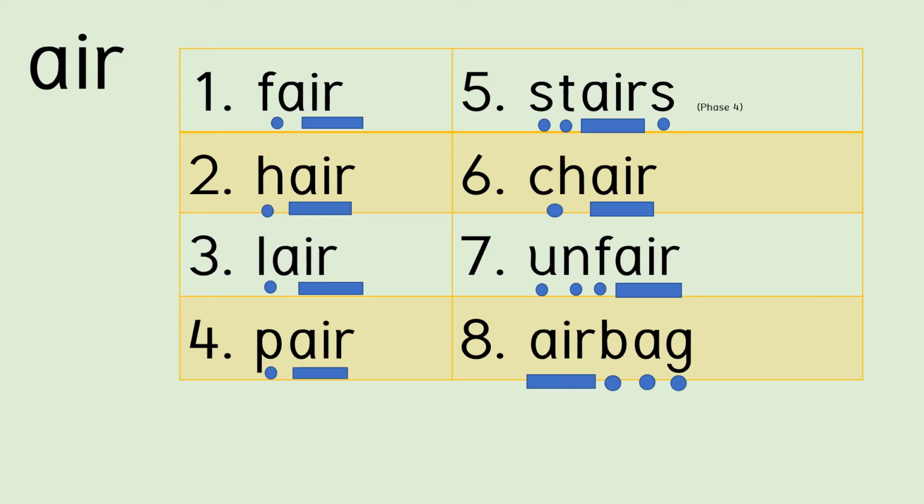If they're struggling with unfair, cover up the U and the N with your thumb or something, and just get them to read fair to start with, and then we'll put the un at the start. Airbag, we've put air at the start, and then we've got bag. So we'll be blending that as air and bag, airbag.